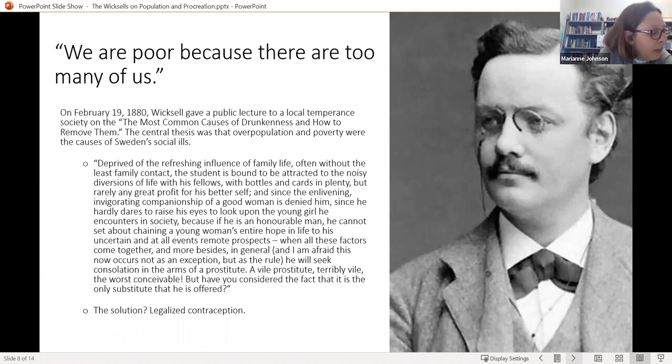He says poverty is the root cause of drunkenness for 2 reasons. First, miserable, overcrowded homes under constant financial stress. It's no wonder people drink. And the second reason, particularly for students, was that they're poor. The education process takes a long time. They can't get married. So what do they do? They drink, and then it's either celibacy or prostitution. Have you considered the fact that this is the only substitute that they're offered? So Wicksell says he can solve these 2 problems, excess drunkenness and prostitution, if we would just adopt legal contraception.